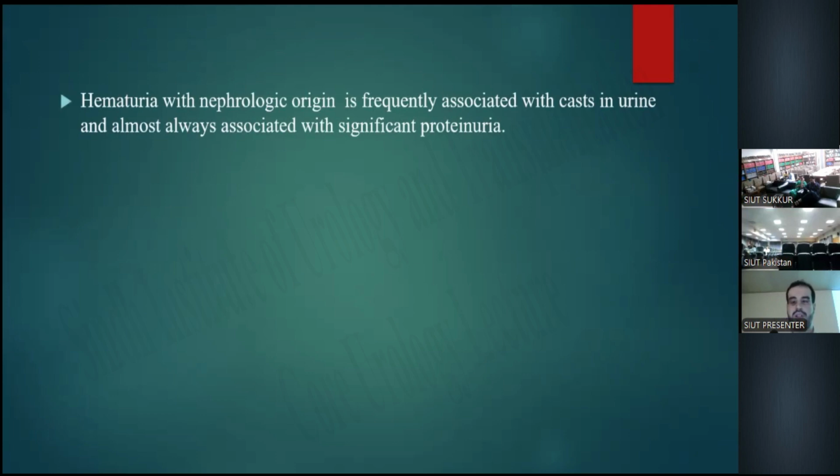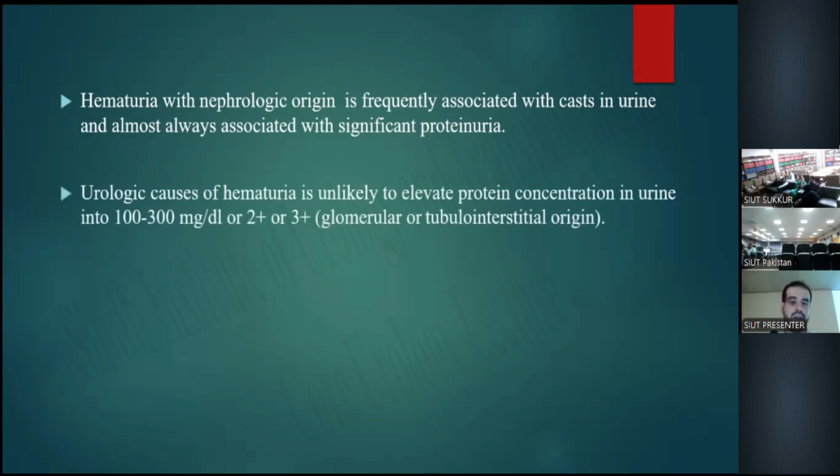Hematuria of nephrological origin is frequently associated with casts in urine and almost always associated with significant proteinuria. A urological cause of hematuria is unlikely to elevate protein concentration in the urine to 100 to 300 milligram per deciliter, or 2+ or 3+ on dipstick, which indicates glomerular or tubulointerstitial origin.